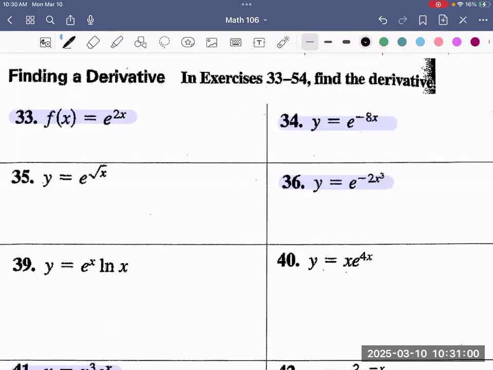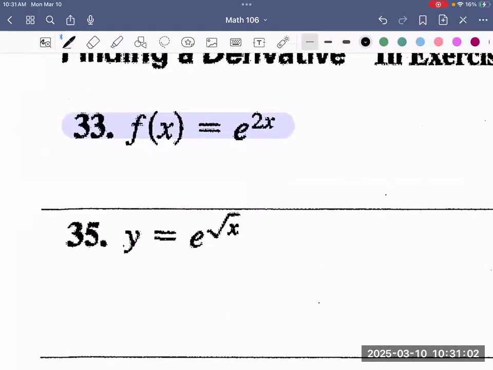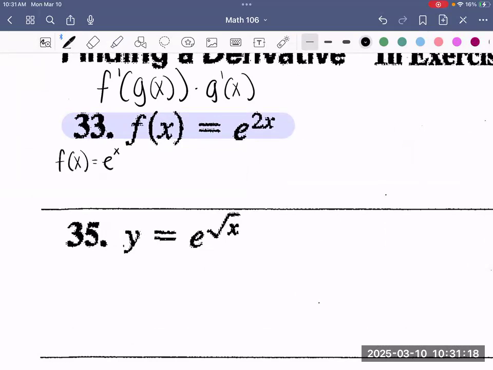All right, with your chain rule, we said the chain rule was f prime of g of x times g prime of x. Your f of x is e to the x, and when you derive it, it's just itself. Whereas g of x is going to be your exponent, 2x, and the derivative of 2x is just 2.